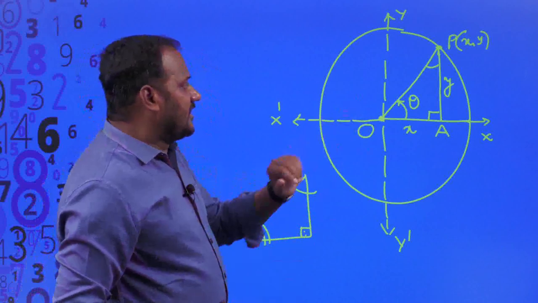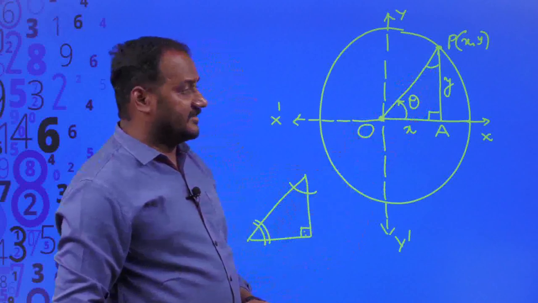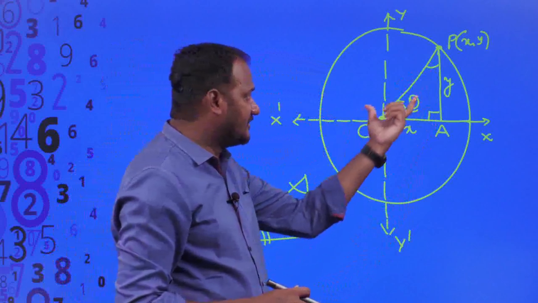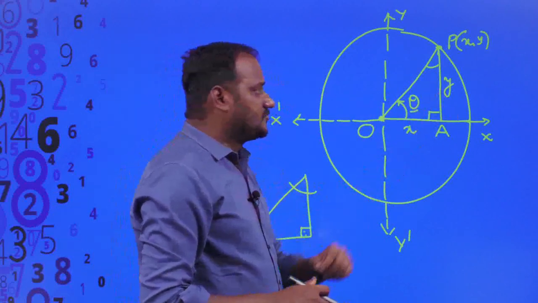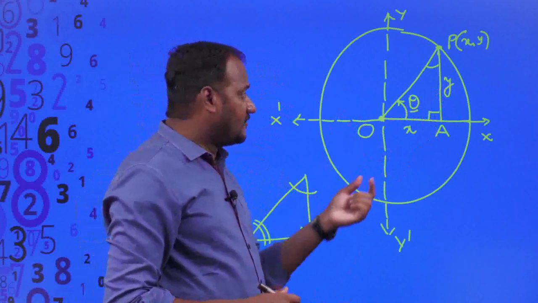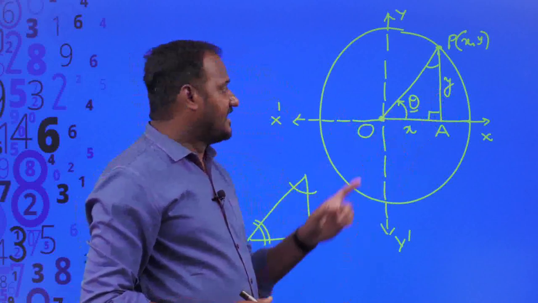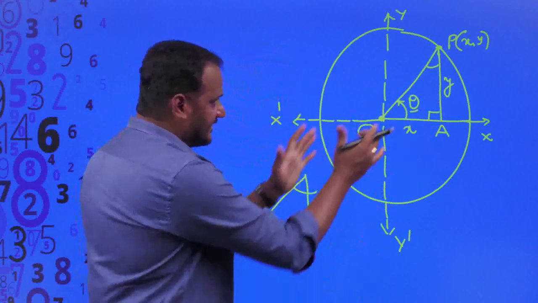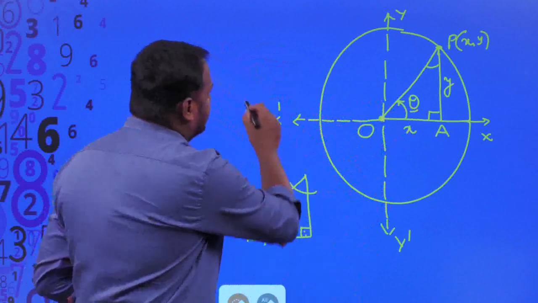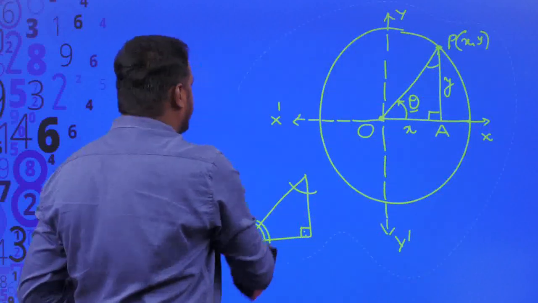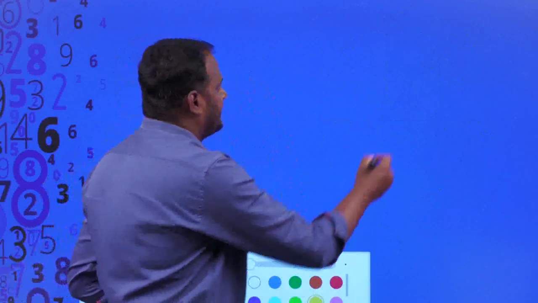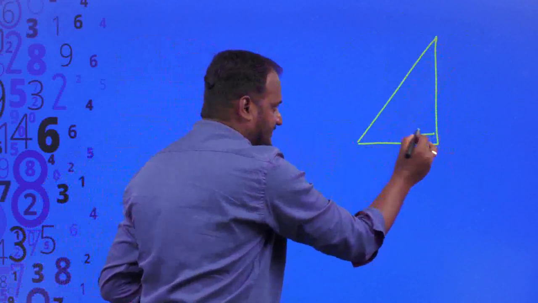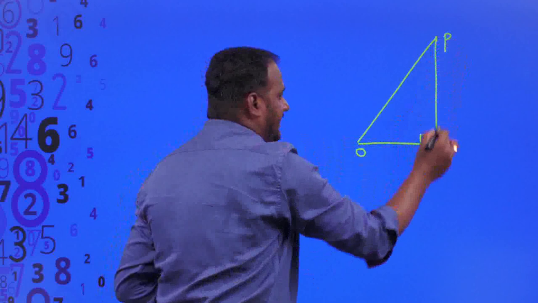Okay. So coming to this theta, the other angle of this right angle triangle, with respect to angle theta, what do you call this Y, what do you call this X, and what do you call OP for that right angle triangle? Let us try to understand by drawing this triangle separately. I am drawing triangle OPA separately. This is 90 degrees, this is O, this is P, and this is A.